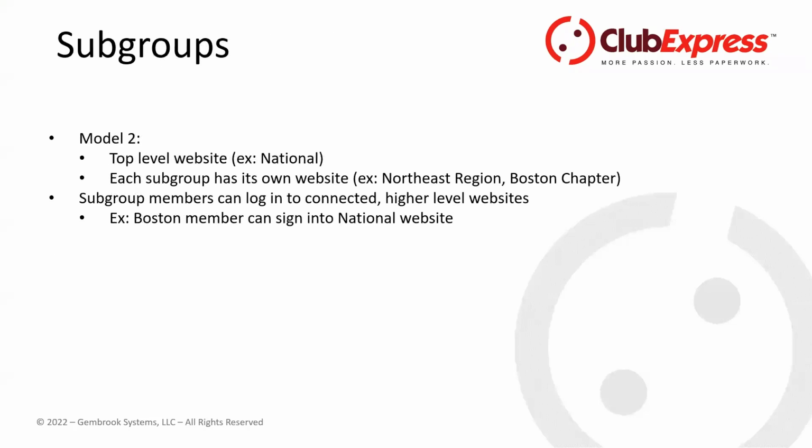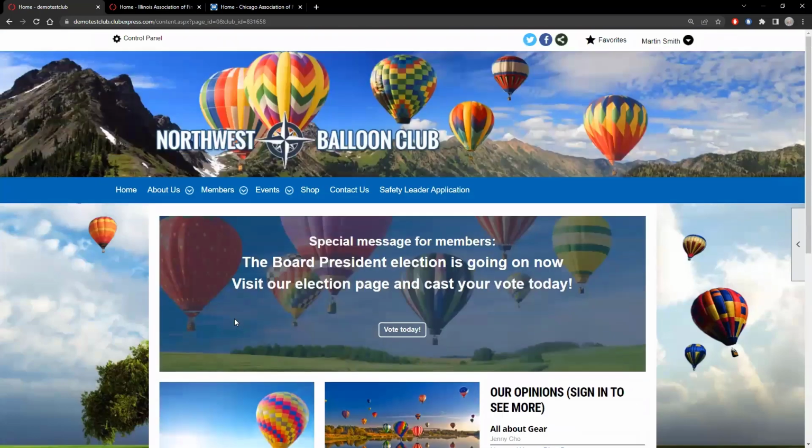Now, let's switch gears just a little bit and talk about that great content syndication feature. Now, I mentioned that I would explain the difference to you between a Model 1 and a Model 2 club and how you can figure out which one you might be. At Club Express, we have 2 ways that subgrouped organizations can have websites within our system. The first is Model 1, which means that there is one website for the entire organization and all of its chapters. With that, it's very similar to how our Northwest Balloon Club is set up.